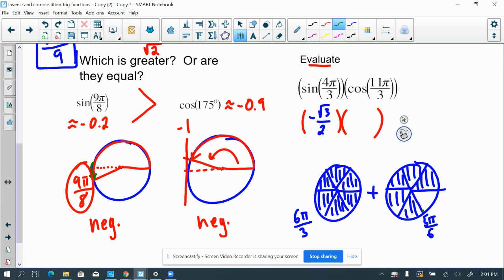So I need to know, what is this cosine? What is that x value right there? And here's the origin. I had to go to the right, so the x is positive, and it happens to be positive a half. And then I'm multiplying these two. So I've got a negative times a positive. That's negative rad 3 over 4. And that's it. That's simplified.